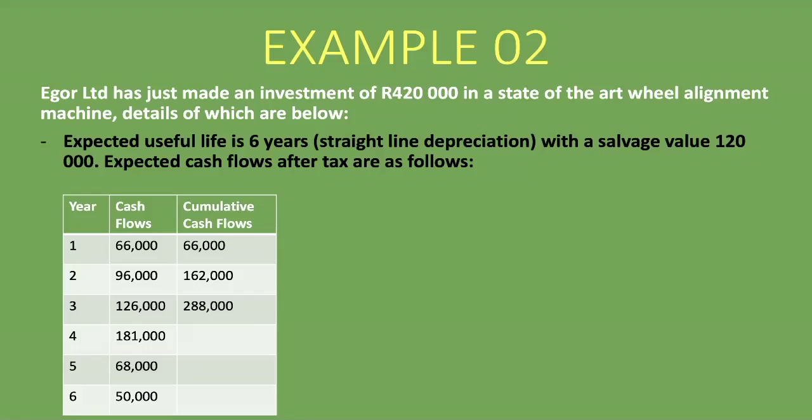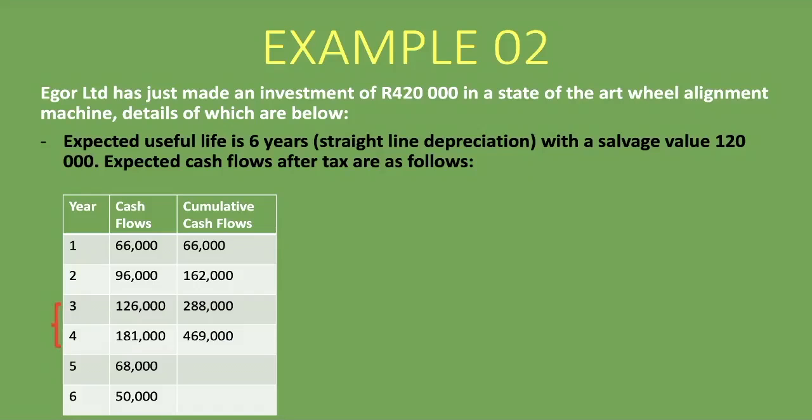No, because our initial investment is 420,000 rand, and we have only recovered 288,000 rand by the end of year 3. And then by the end of year 4, we have received a cash flow of 181,000 rand, but in total we will have received the 288,000 rand plus the 181,000 rand, and it gives us a total of 469,000 rand. Now, have we recovered our initial investment? Yes, we have. Remember, our initial investment is 420,000 rand, and we have recovered way beyond that. We have recovered 469,000 rand. So we'll stop there, and that is how we do it in the payback period. So we know that we will have recovered our amount somewhere between year 3 and year 4.